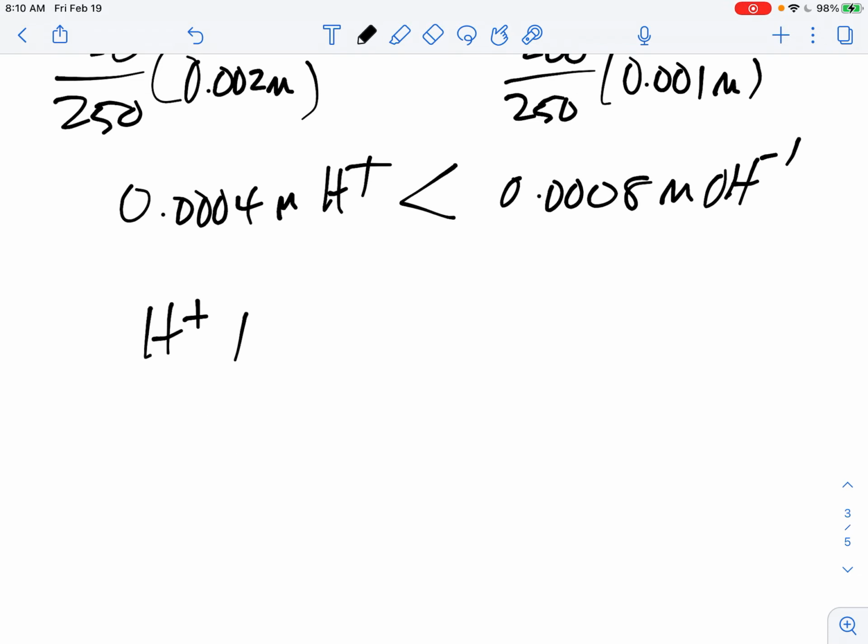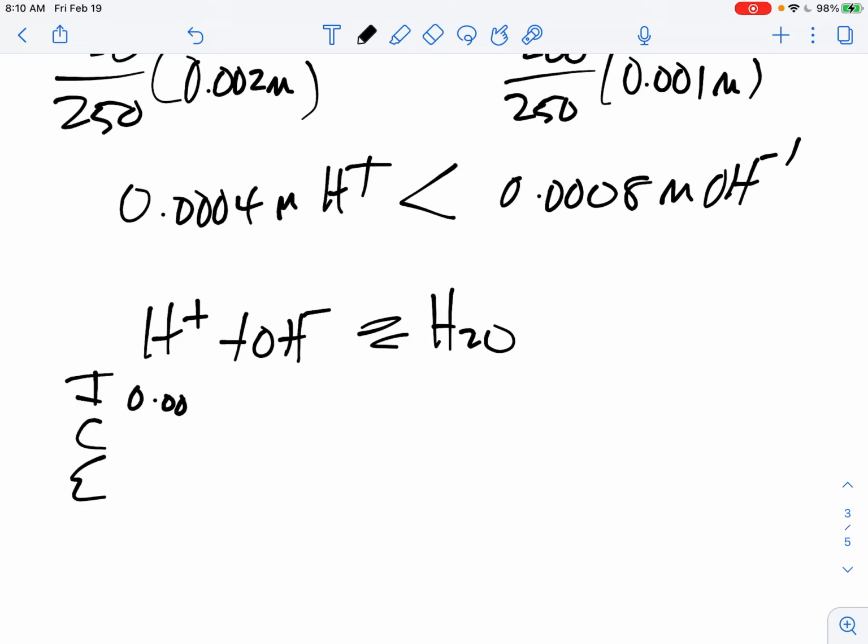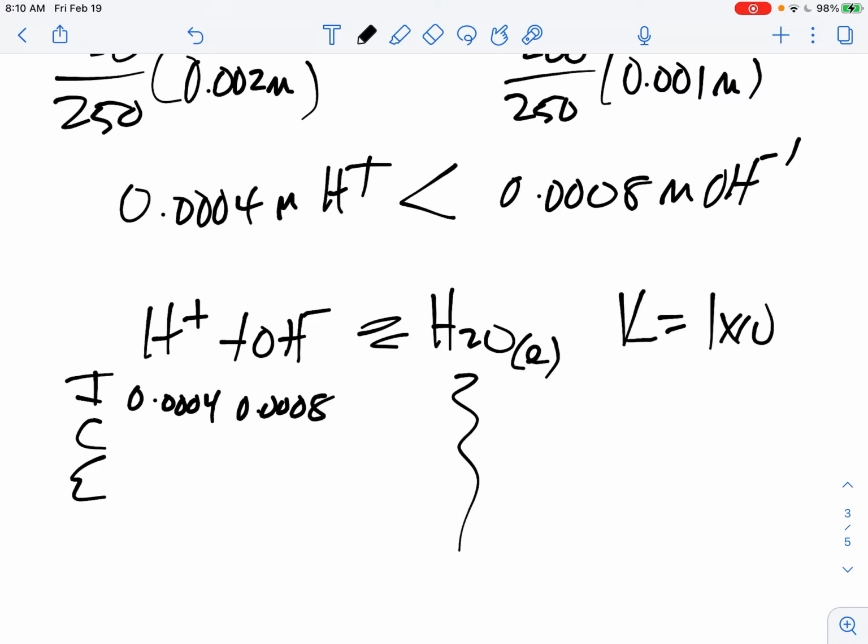How are we going to do this? Well, we're going to take H positive plus OH negative to make H2O. I've got an I, a C, and an E here. So I've got 0.0004 and 0.0008. And who cares about the water? Because again, that is a liquid. Because water is a product, our K value here is a big number, 1 times 10 to the positive 14th. So strong acids and strong bases react essentially 100%. Technically, it's not true. It's 99.9999 whatever percent, and we'll talk about that in a second. But essentially, they react 100%.